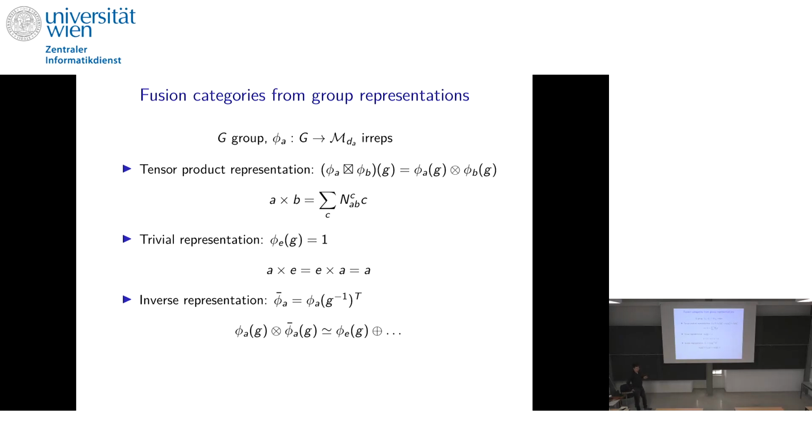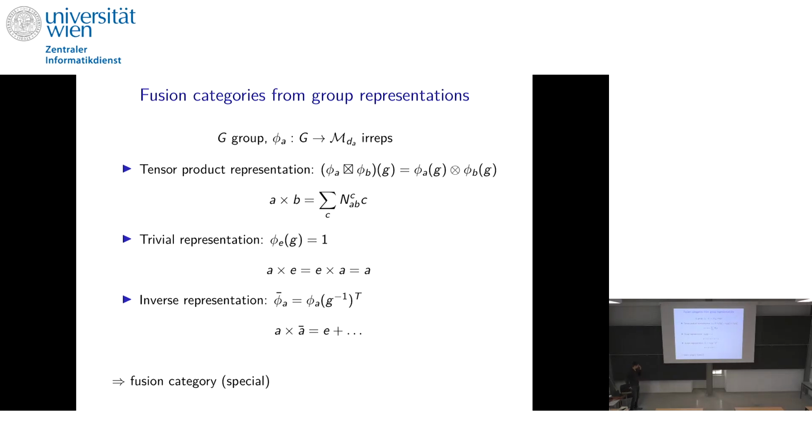You can also define the inverse representation. You take a representation, you plug in g^-1, and then you have to transpose the matrix, because taking the inverse is an anti-homomorphism, and transposing is also an anti-homomorphism. This gives back the correct multiplication rules. This inverse representation then has the property, it's easy to check, that if you fuse it with the original representation, then the result will contain the trivial representation exactly once. A fusing with A bar has the unit exactly once.